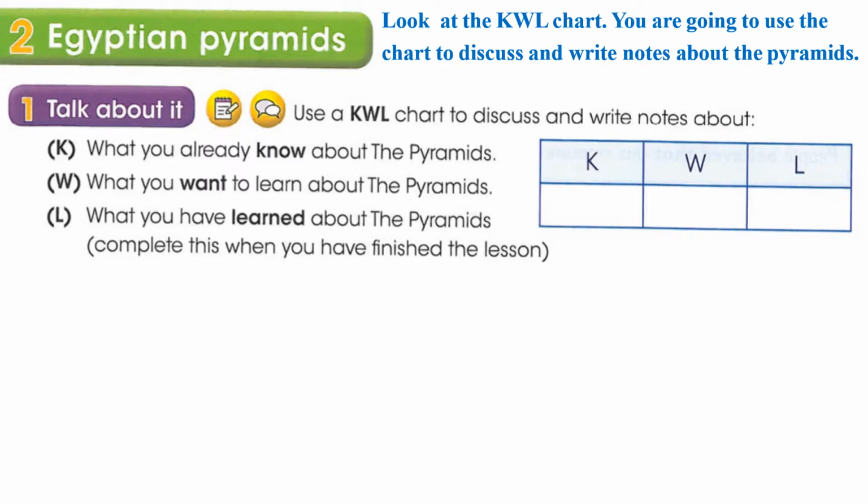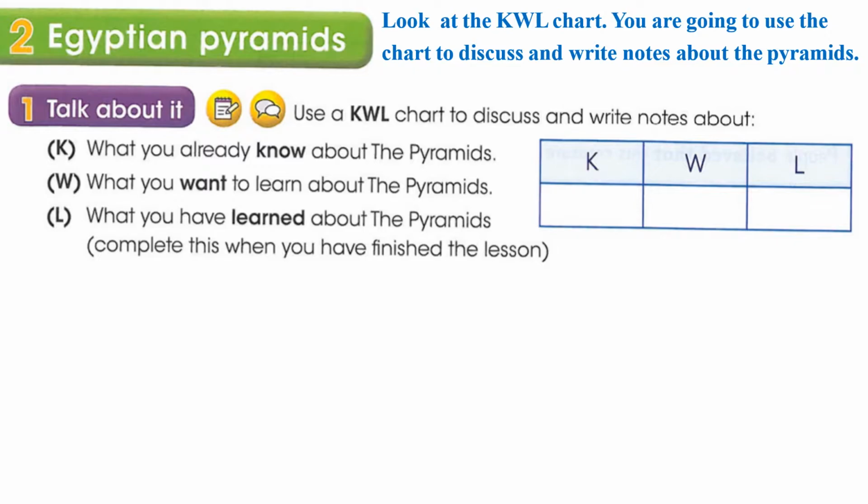Look at the KWL chart. You are going to use the chart to discuss and write notes about the verb. Look here, we have K, which stands for know. You know something. If you want to know, want starts with W, so KW means know, want, and L for learn. If you learned something, if you learn something, you put L. If you want to learn it, you put W. If you know it already, you put K.